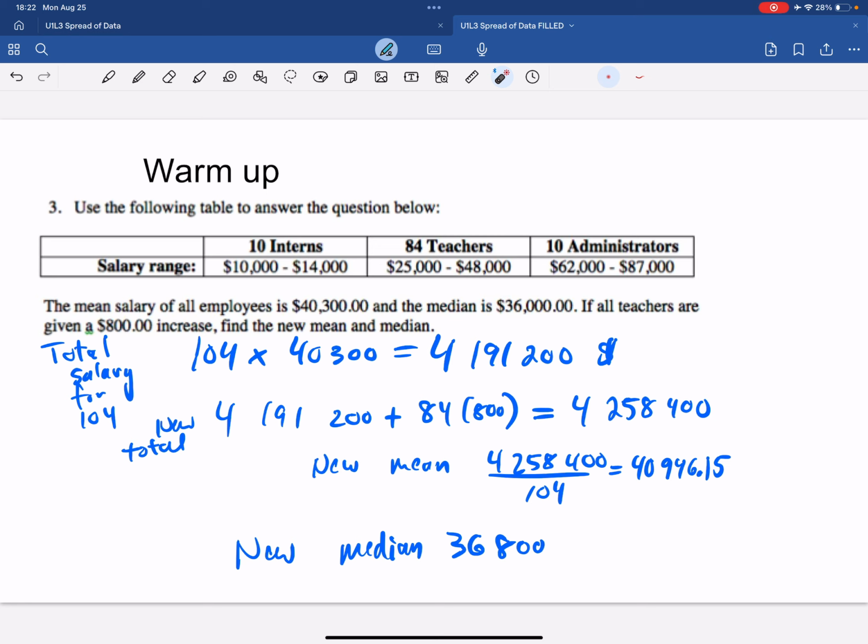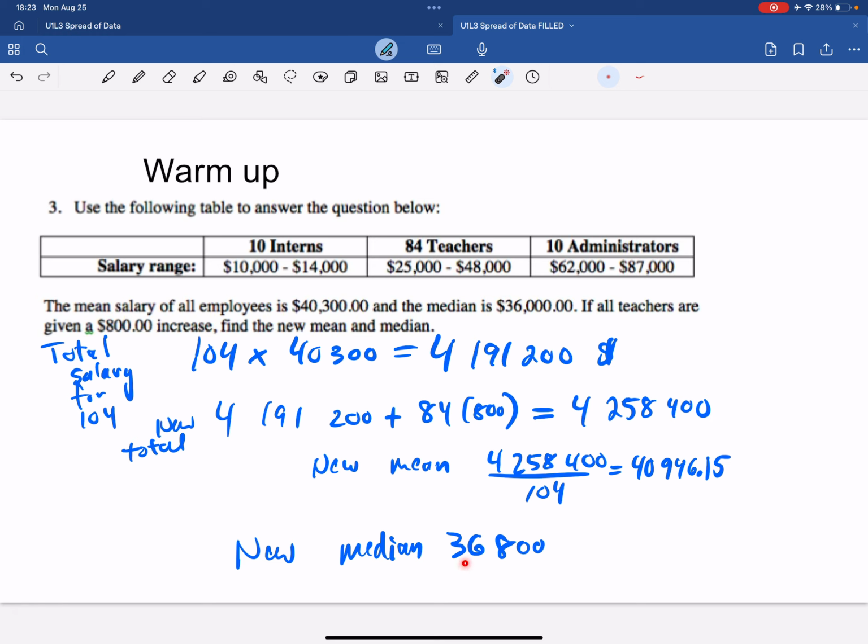4,191,200. Then to that, we're going to add 84 times 800. Why? Because all the teachers get an $800 raise, and there are 84 of them. So the new total amount of earnings is this number. We take that and divide by 104. Here's our new mean. So it's gone up from 40,300 to 40,946.